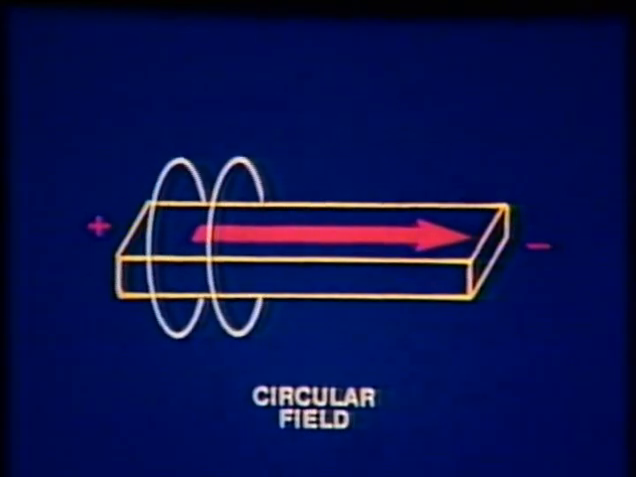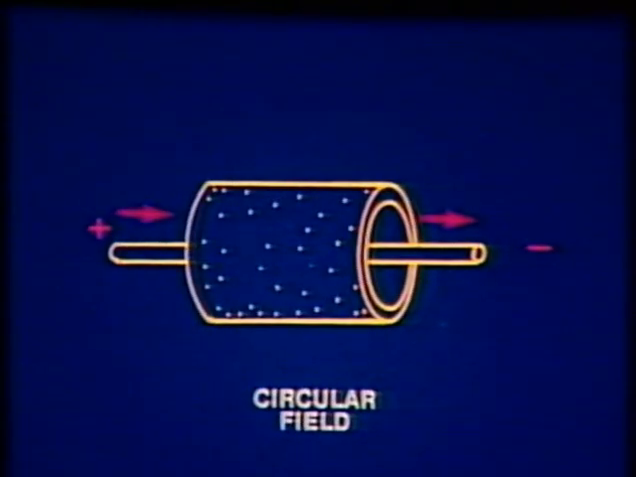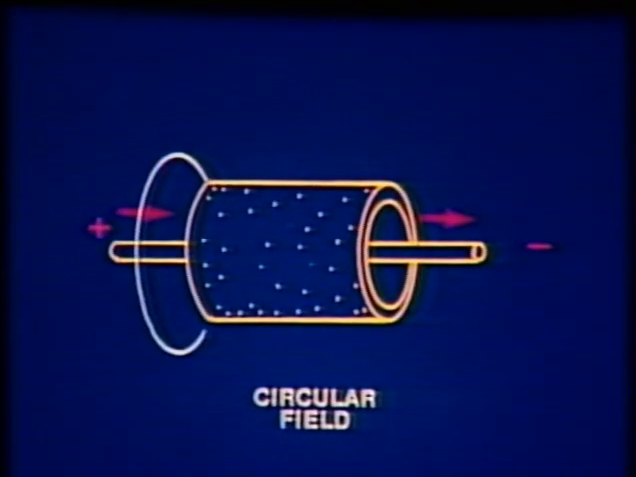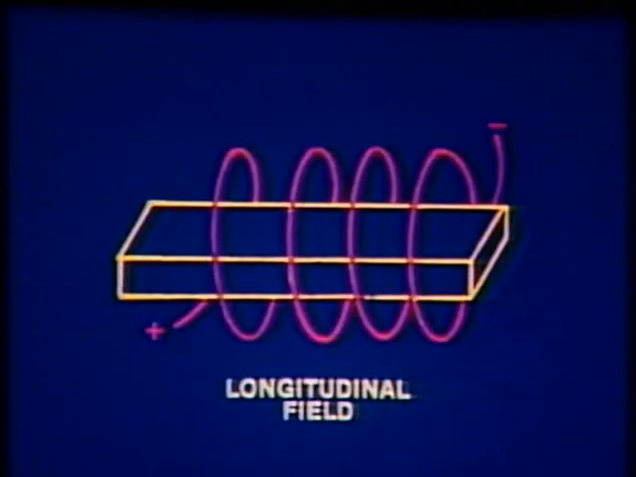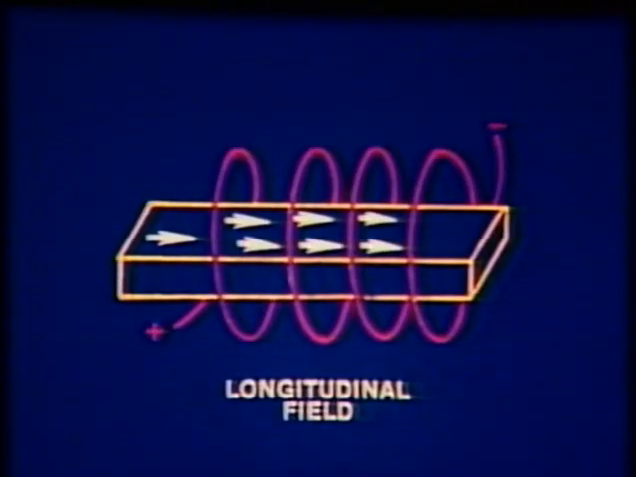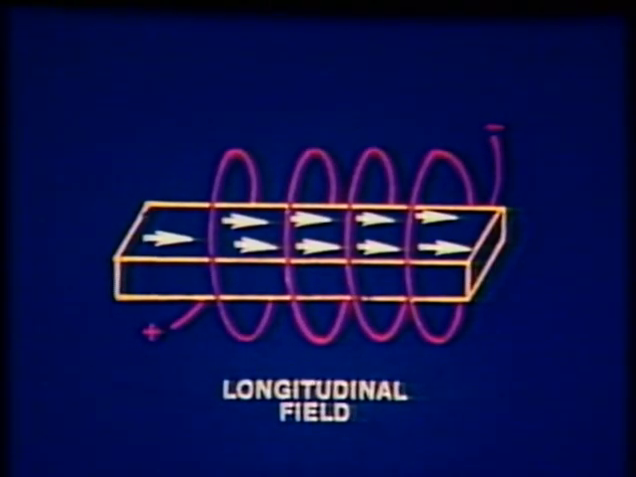There are two types of magnetic fields that can be set up and used. Circular magnetization is created by passing a current through the piece, or is used to create a field in which a cylindrical part may be placed. Longitudinal magnetization passes a current around the piece to create a field through the piece. The type of field used is based on the size and shape of the test part.